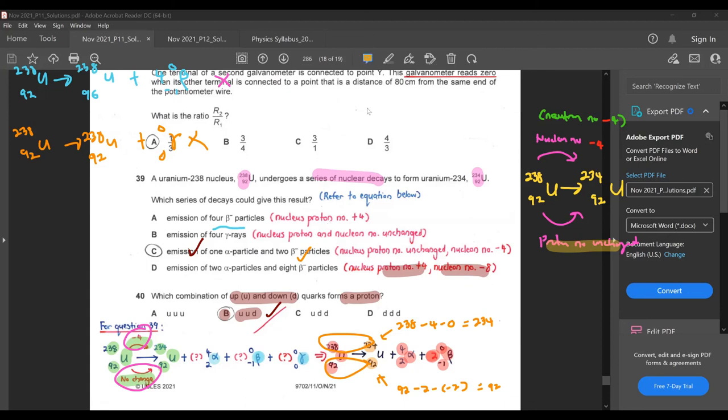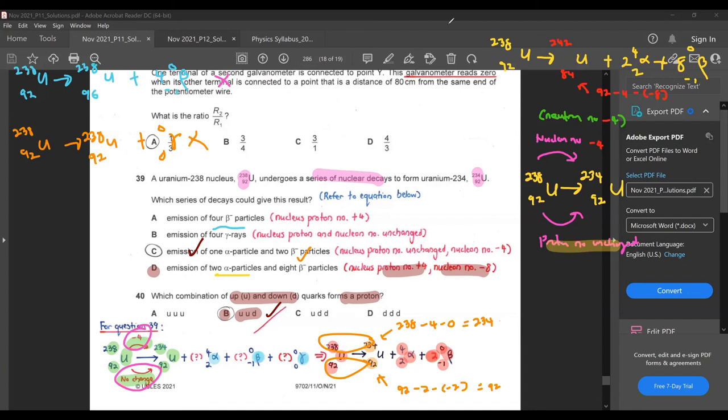All right, before I end this, maybe I try to work out the D for you first. Just give me 1 second. This one is uranium 238 92. If I have two alpha particles plus 8 beta minus particles, what will I get here? This one by right will give me 242 and 84. So how do I get this? This one was 92 minus 4 minus negative 8.